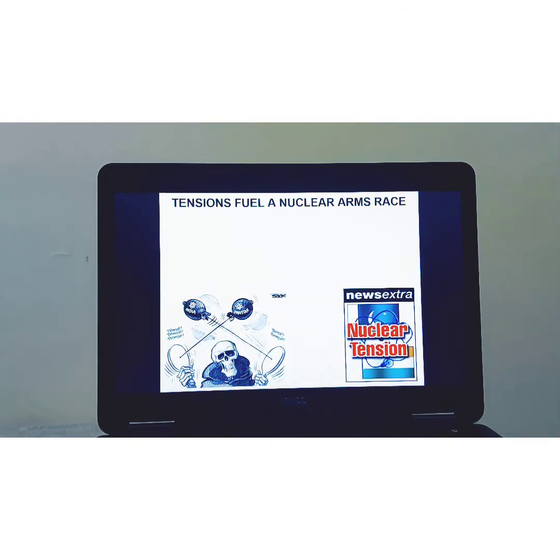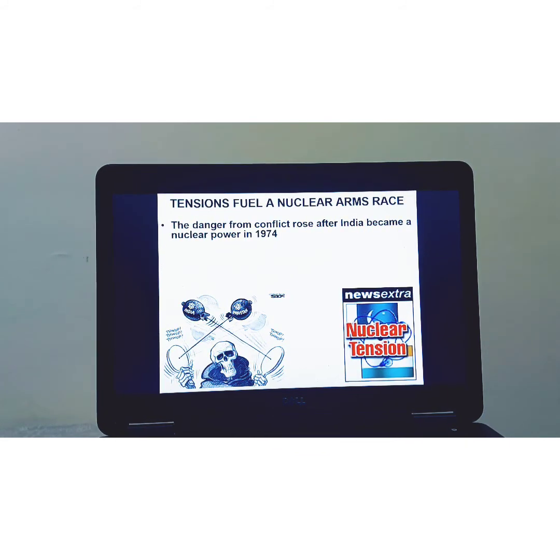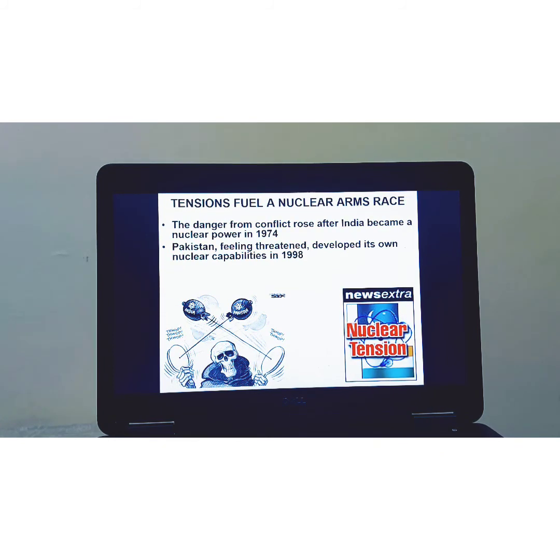Tension fuels a nuclear arms race. The danger from conflict rose after India became a nuclear power in 1974. Pakistan, feeling threatened, developed its own nuclear capabilities in 1998. Both nations refused to sign the Non-Proliferation Treaty that was held in 1995.